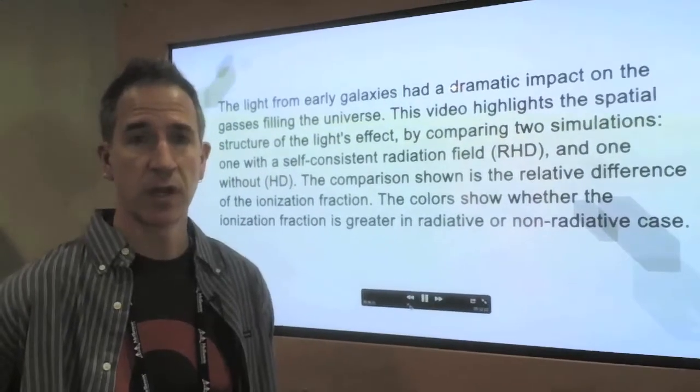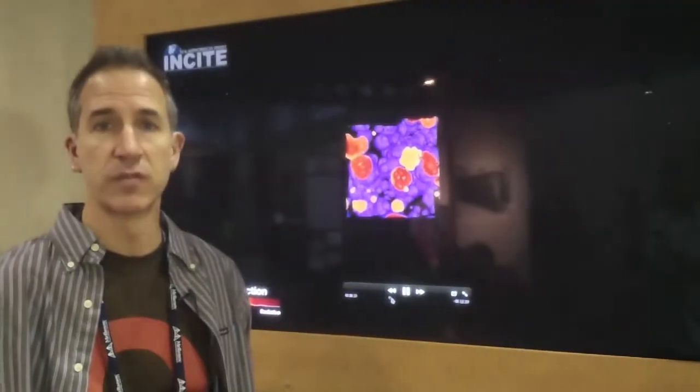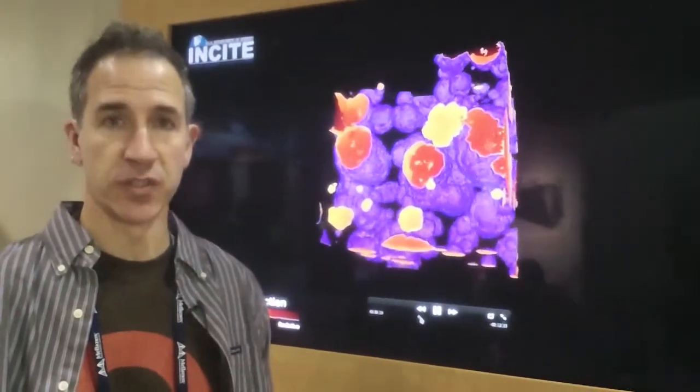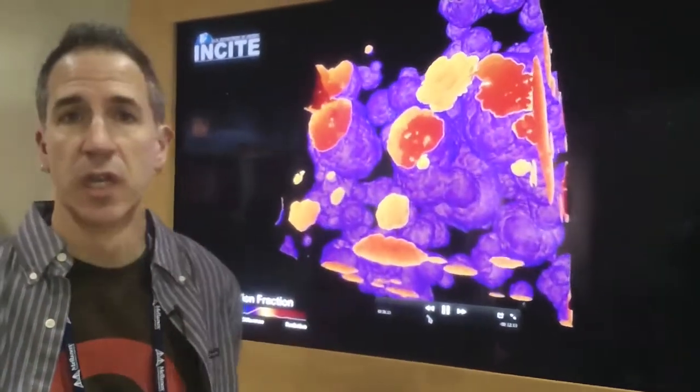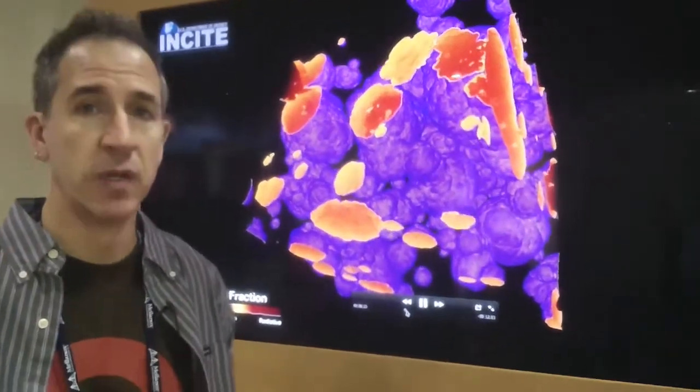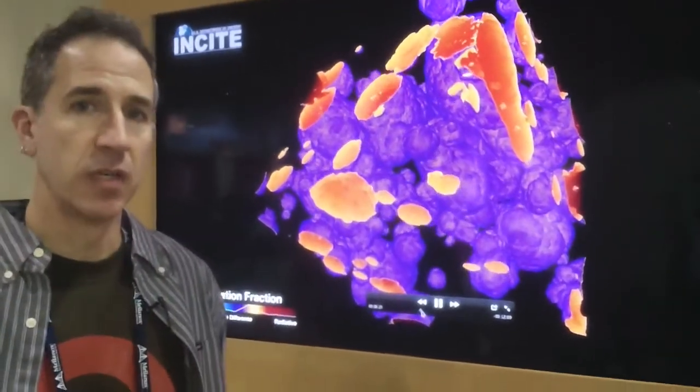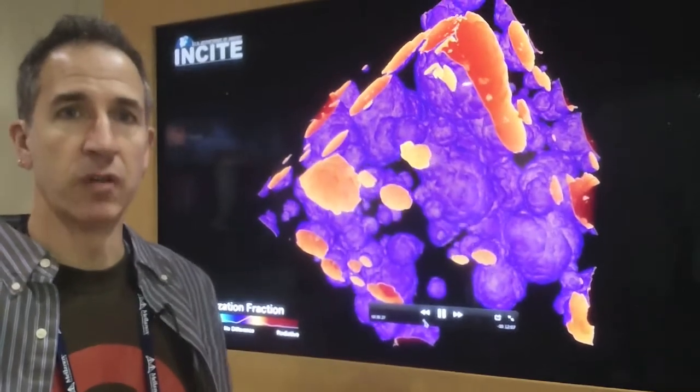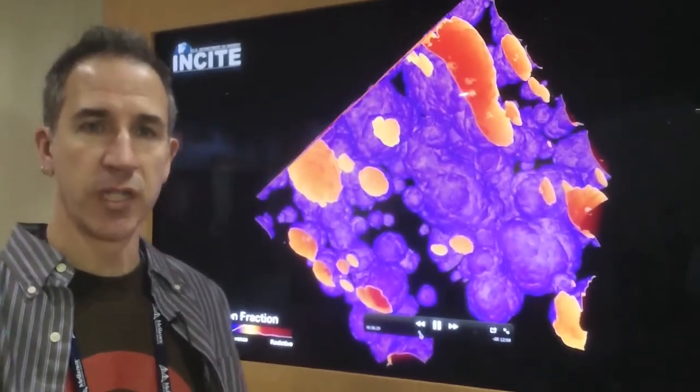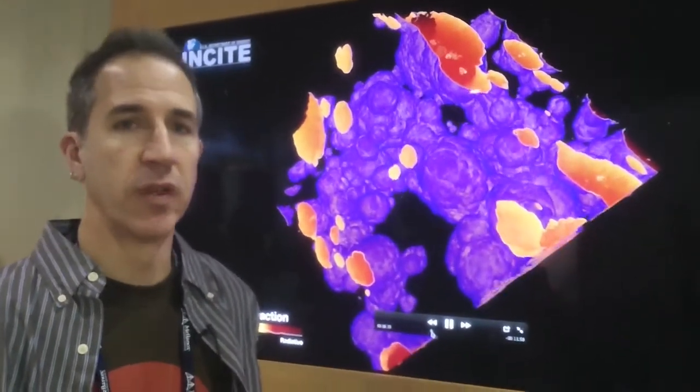I'm Joe Insley from Argonne National Lab, and I work with some collaborators at San Diego Supercomputer Center who've done some astrophysics simulations. What we're looking at here are visualizations that I've done with them, where we compare several variables from two different simulations, one with radiation hydrodynamics in it and one without. We use VL3, which is a volume rendering application that we've written at Argonne and University of Chicago.